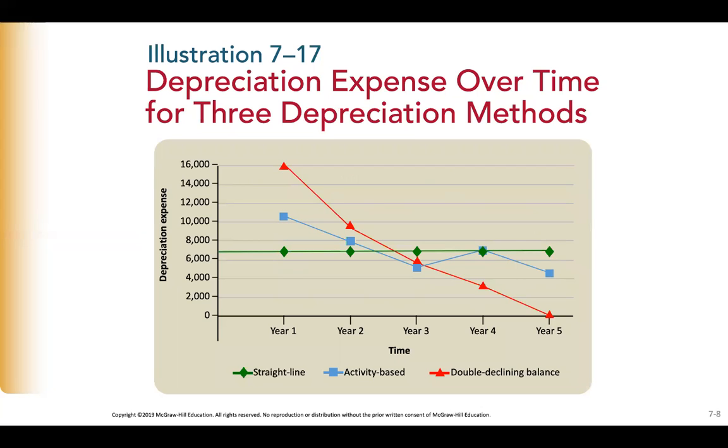Here is a chart to show you how the green is straight line. Depreciation remains flat, remains the same throughout the entire useful life. Double declining starts high and then decreases each year until it is done. And activity-based can be kind of all over the place. It could be high and then low and then high again, because it's based on the actual number of miles driven.